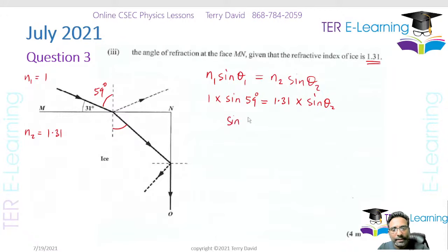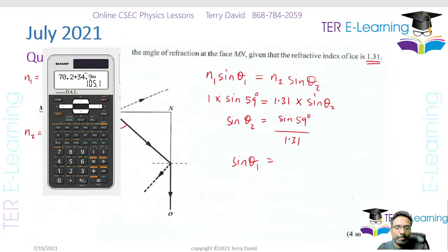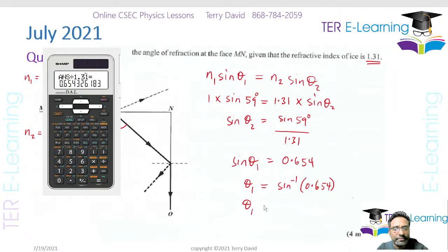Therefore sine theta 2 is equal to sine 59 over 1.31. Here we're going to use the calculator now. So we press sine 59 on the calculator, equals, divided by 1.31, and you're going to get 0.654. So therefore, theta 2 is equal to arc sine of 0.654.